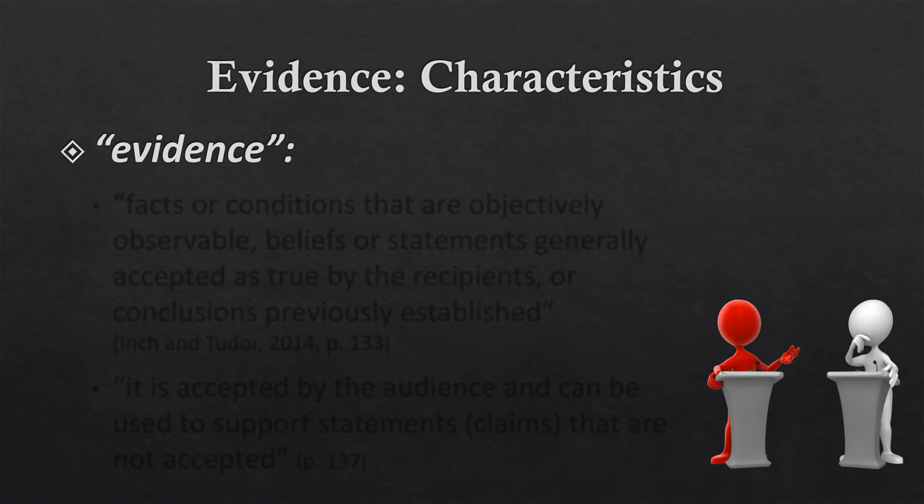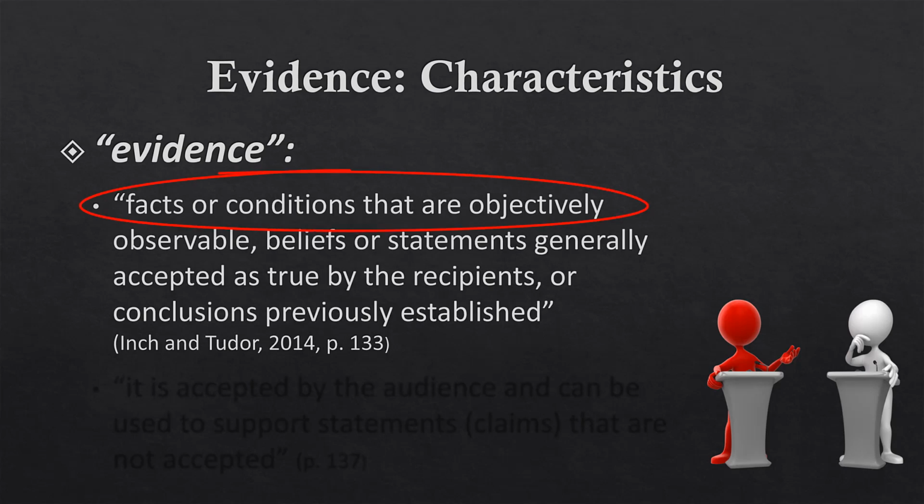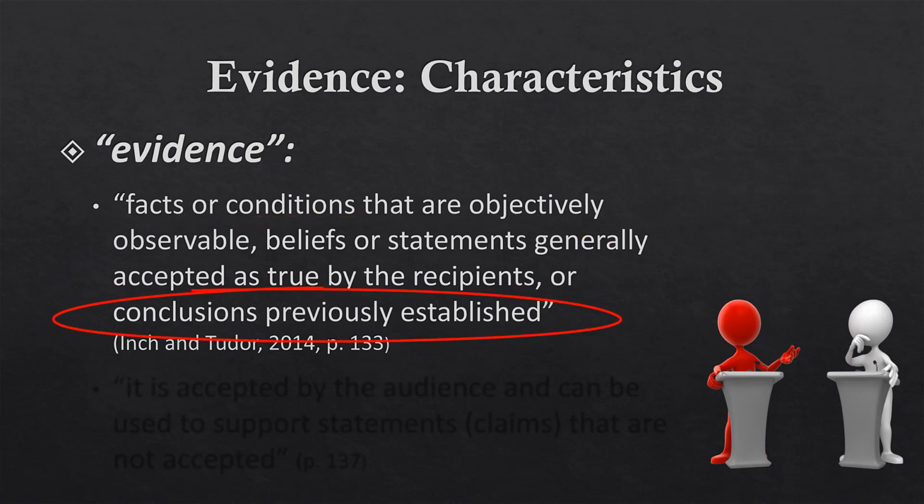So what is evidence? Inch and Tudor lay out that evidence can be one of three related things. Evidence can be facts or conditions that are objectively observable. Evidence can be beliefs or statements generally accepted as true by the recipients. That's what we mean by premises. Or evidence can be conclusions previously established.